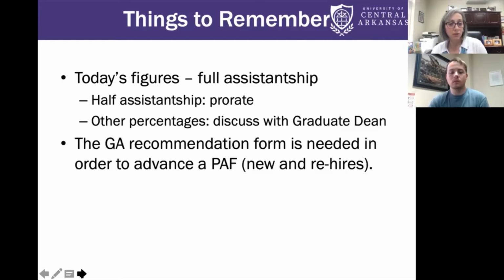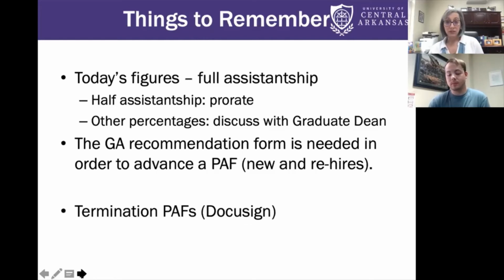And then a GA recommendation form is needed in order to advance a PAF. So we have to have that. I think Mackenzie would like to get those as soon as you know who you want to hire. Correct, Mackenzie? Absolutely. If you can get me the recommendation form, I can go ahead and review that and approve the student for the assistantship. So when the PAF gets through the signature chain to my email, I can just verify that the information is the same on the recommendation and send it on forward. Whereas if I get the PAF first, I have to wait to get the recommendation, approve that, and get the email to the student before I can go forward with the PAF. So it makes it much quicker for everybody involved.